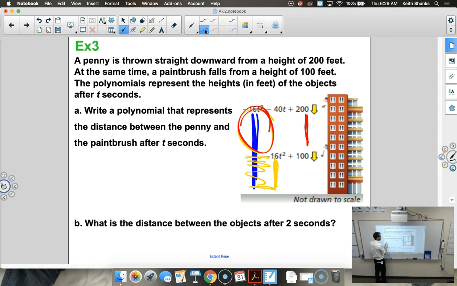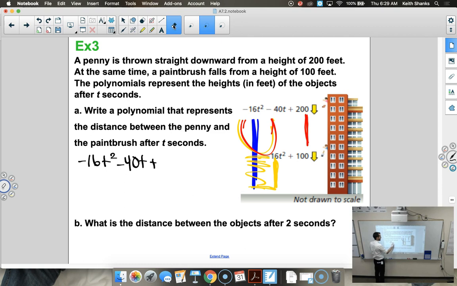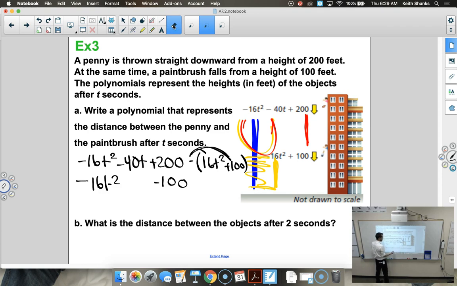So take, sorry, make sure I can read my equations. Negative 16t squared minus 40t plus 200, minus, parentheses, 16t squared plus 100. I'm going to change this using the distributive property. This is going to be negative 16t squared and then minus 100. So this became a negative. Notice I'm doing it vertically this time.